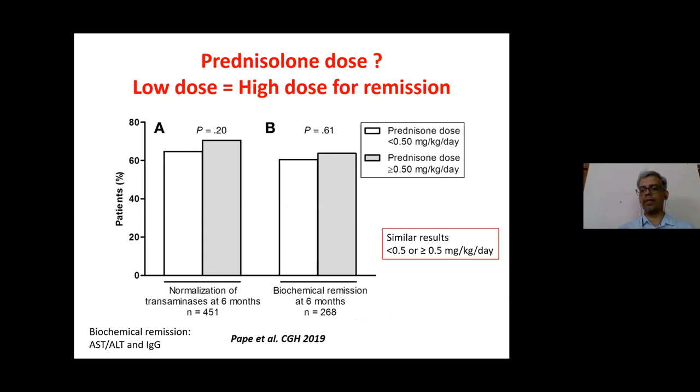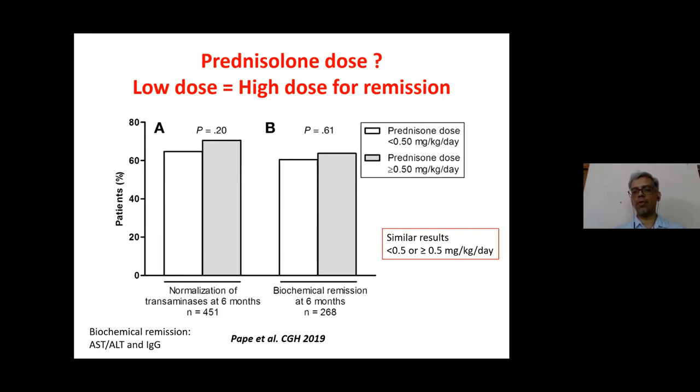The important question comes in, which Professor Saraswat also raised in the point of introduction, was what is the dose we use for prednisolone? Prednisolone doses have been a very debated topic. Do you want to give 0.5 milligram per kg? Do you want to give 1 milligram per kg? This was an interesting study which showed two things. One, that the normalization of transaminases at 6 months ranged from almost 50% to various studies ranging around 70%. The second important thing which this study tells us is that the rate of remission was the same in both the groups which received less than 0.5 and more than 0.5 milligram per kg per day of prednisolone.